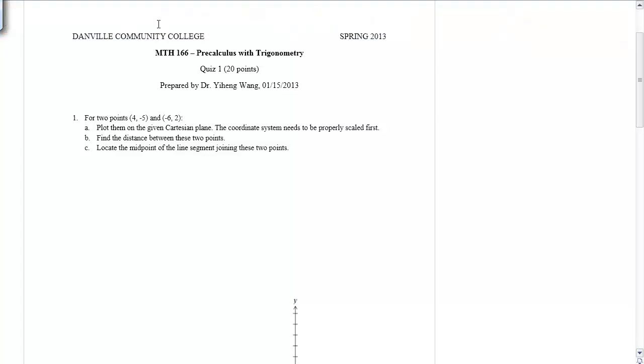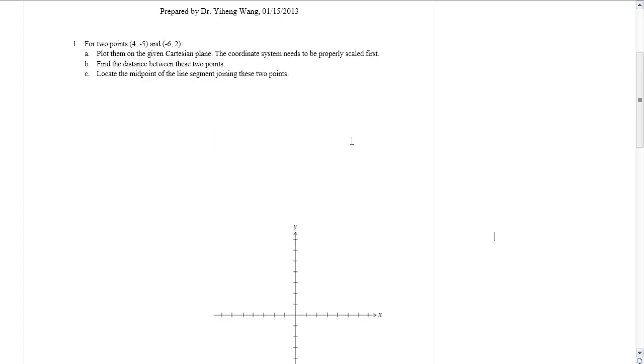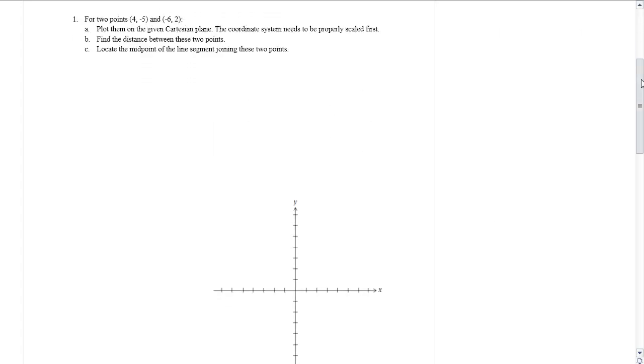For the first problem, for these 2 points, (4, -5) and (-6, 2), we are asked to plot them on the given coordinate system, find the distance between them, and then find the midpoint of the line segment joining these 2 points. So first, let's plot them on the given coordinate system.